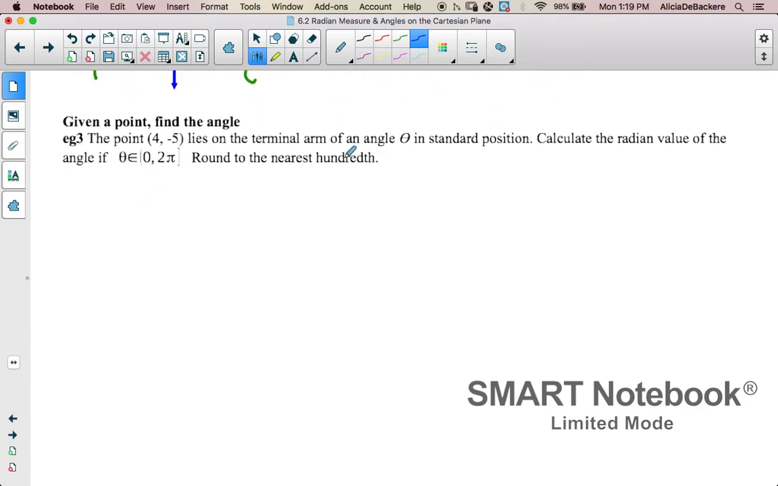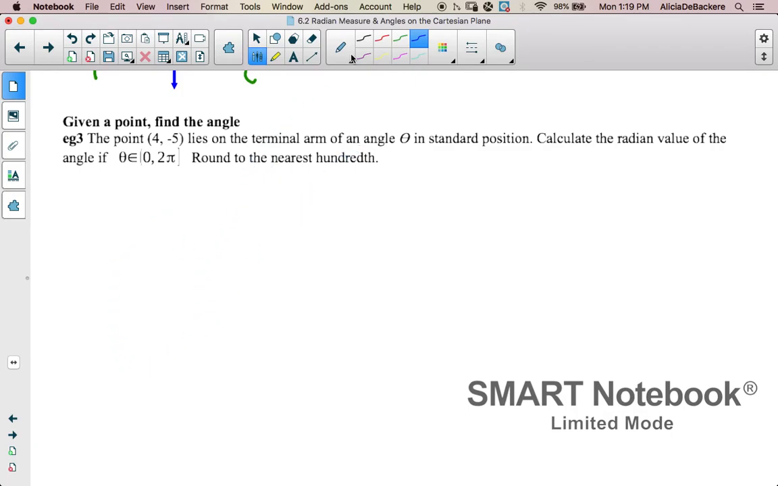All right, the third example, given a point, find the angle. So we're given the point 4, -5. It lies on the terminal arm of the angle theta in standard position. Calculate the radian value of the angle if theta is in the interval 0 to 2 pi, round to the nearest hundredth. So there's a lot going on here.